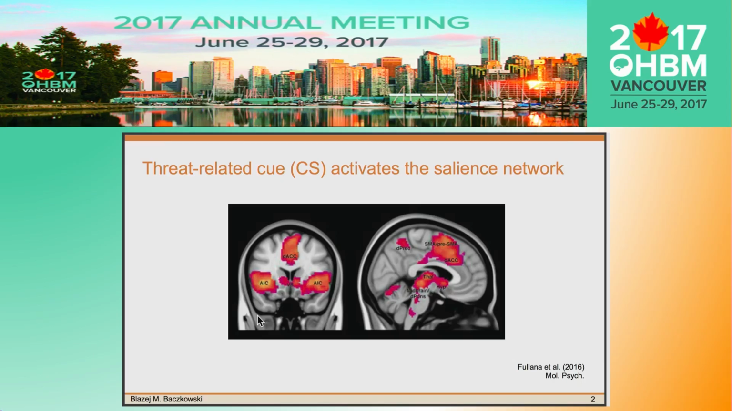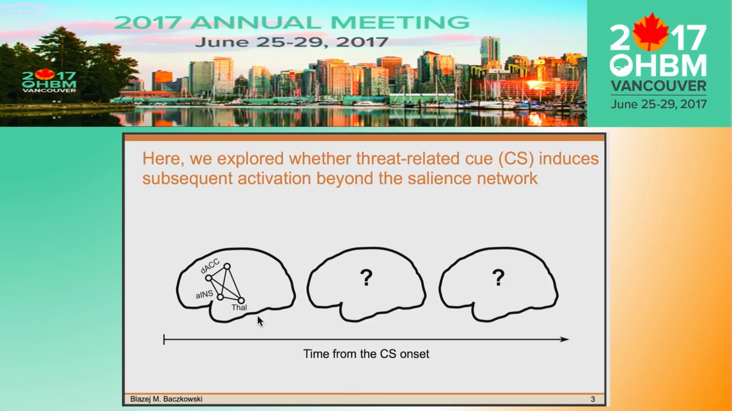So having known that, here we explored whether the presentation of a threat-related stimulus leads not only to the activation of the insula of the salience network, but also to subsequent activation elsewhere in the brain. If that was the case, that could potentially indicate that the threat-related information is represented not only in one particular network, but actually in a pattern of propagated activity across networks, meaning essentially that there is a complex brain dynamics that can be represented as a sequence of distinct activation patterns. And this is actually what we found.